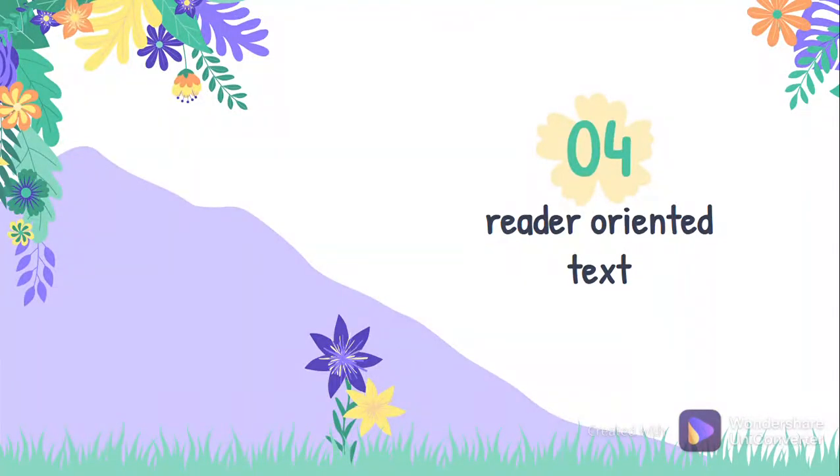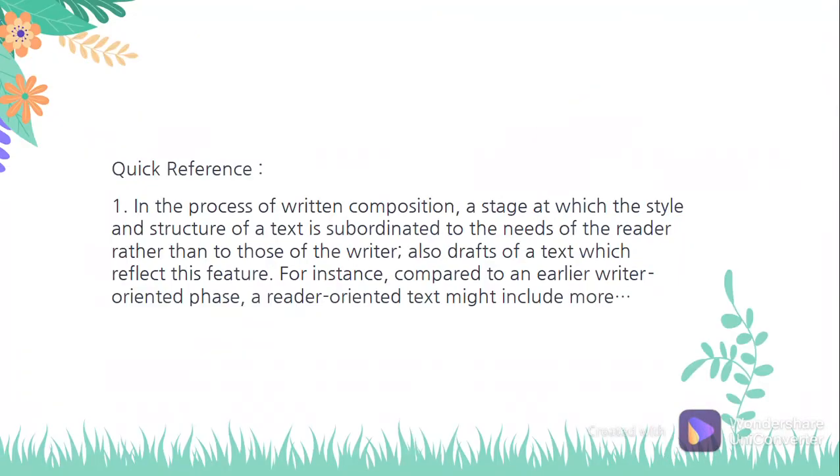Fourth, reader-oriented text. Quick reference: in the process of written composition, a stage at which the style and the structure of the text is subordinate to the needs of the reader rather than to those of the writer. Also, drafts of a text which reflect this feature. For instance, compared to the earlier writer-oriented phase, a reader-oriented text might include more.